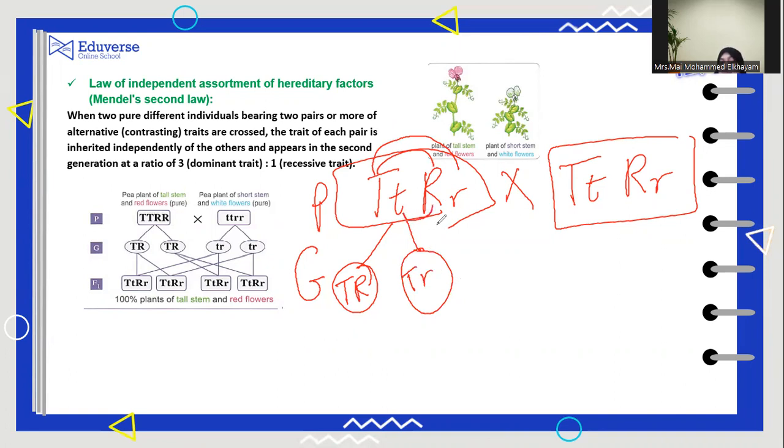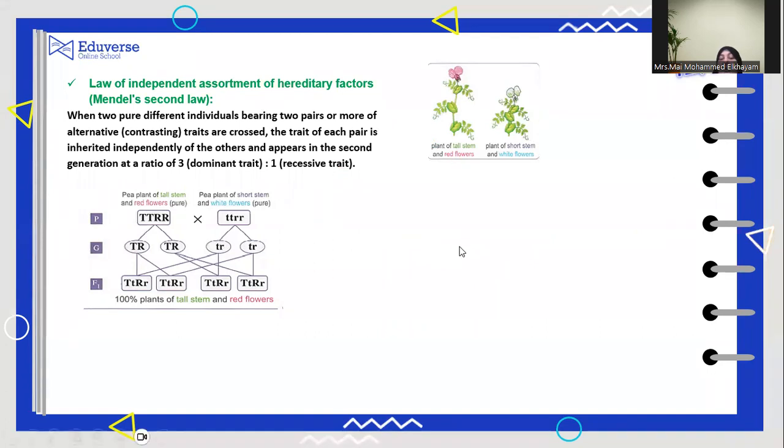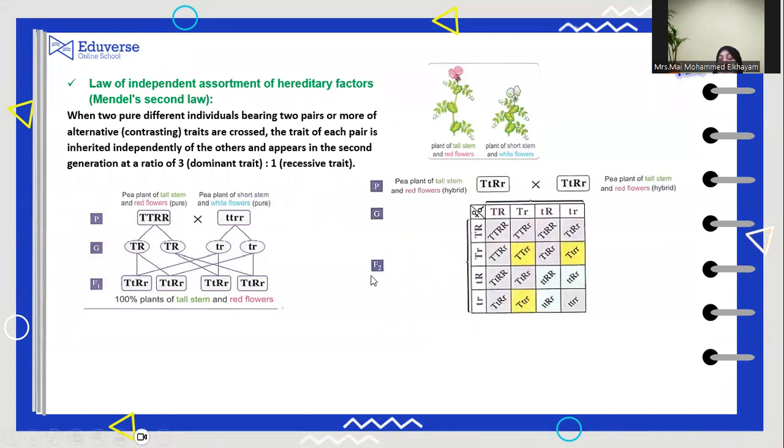T small will take R capital one time, and T small will take R small another time. Also here for the second parent, let's do it again, okay, with another color. One time T with R will be found in one of the gametes, and another gamete will have T capital with R small. The third gamete may be T small with R capital, and the fourth probability will be T small, R small.